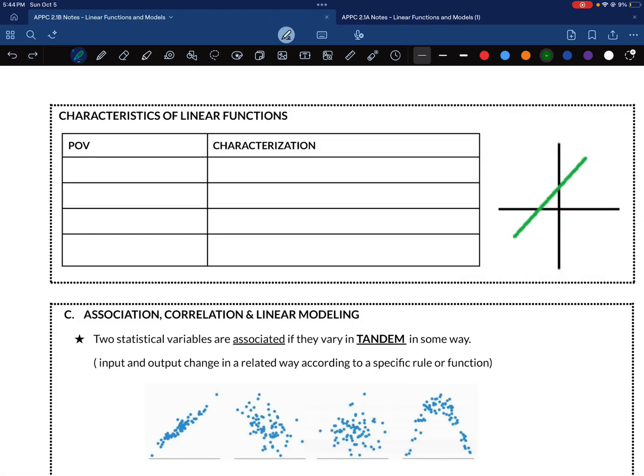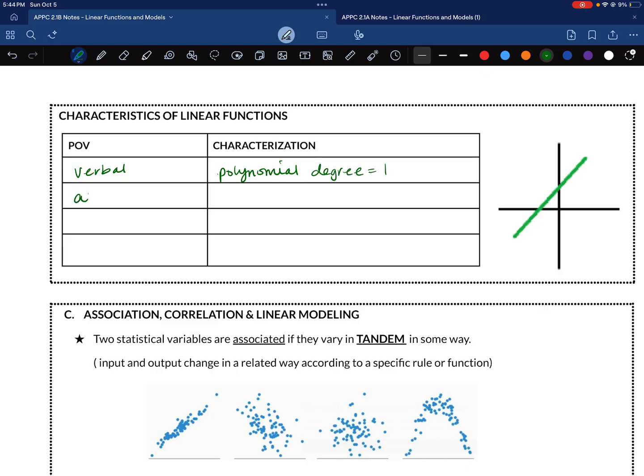So finishing our notes from last week, we were talking about linear functions. So I just want to review the different ways that we can talk about linear functions. The perspective that we're looking at: if we're verbally talking about a linear function, then we might say that it's a polynomial and it has degree 1.